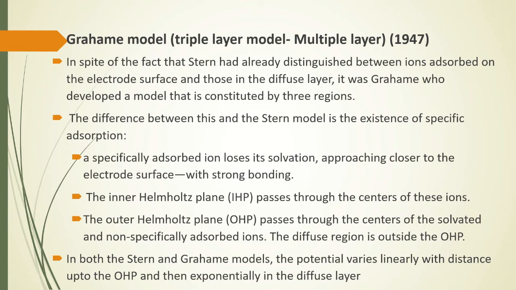The first region will be the surface adsorbed ions, which will be desolvated, and the inner Helmholtz plane will be passing through those ions. The second one is the outer Helmholtz plane, and the third one is considering the diffusion of ions in the solution, which will be outside of the outer Helmholtz plane. So in this model, like Stern and Graham's model, the potential varies linearly with the distance up to the outer Helmholtz plane and then exponentially in the diffused region.